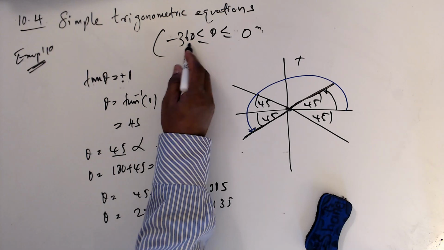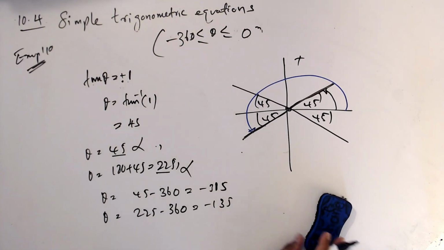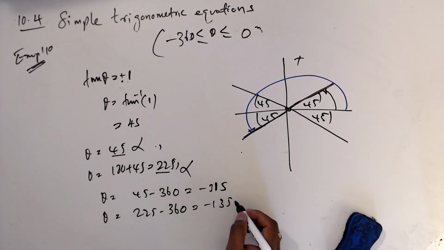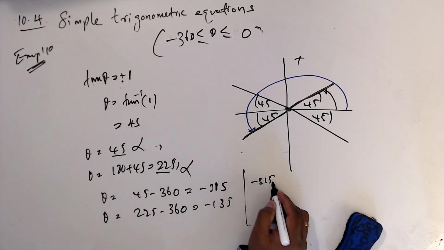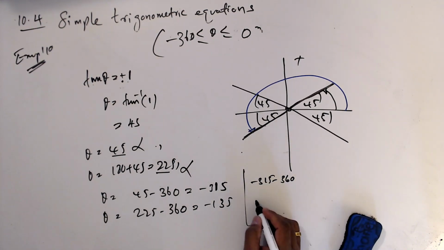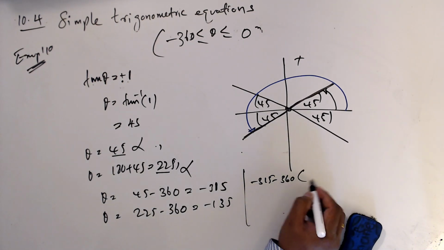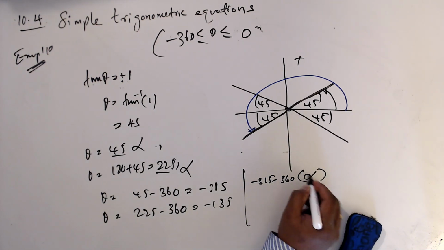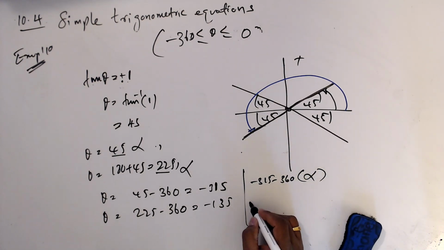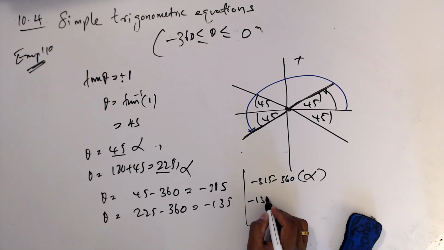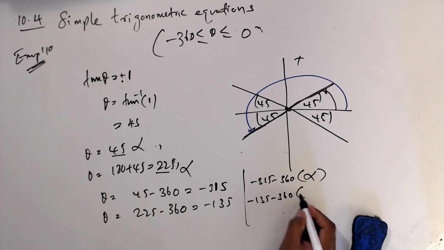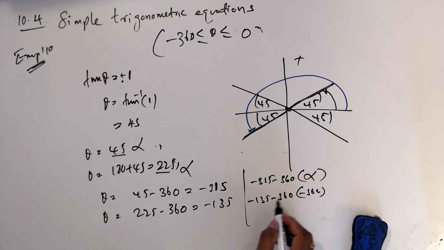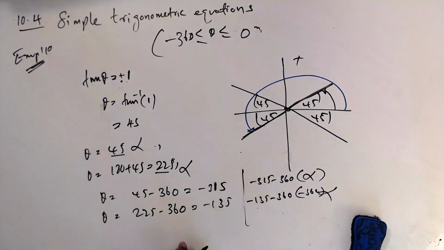So is it between 360? Yes. If you are not sure, you have to take one more. 315 minus 360. And I know this value is more than minus 360, and we don't need this one. Then minus 135 minus 360. This is also more than minus 360, so we don't need this one as well.